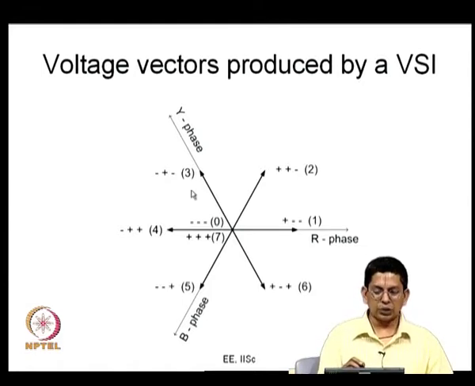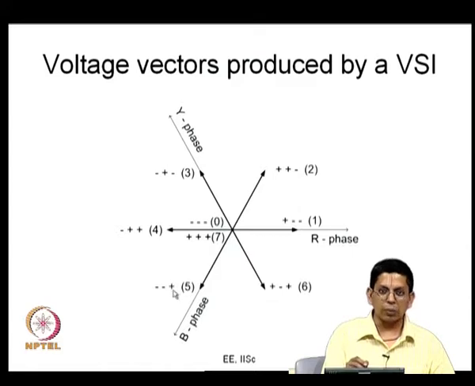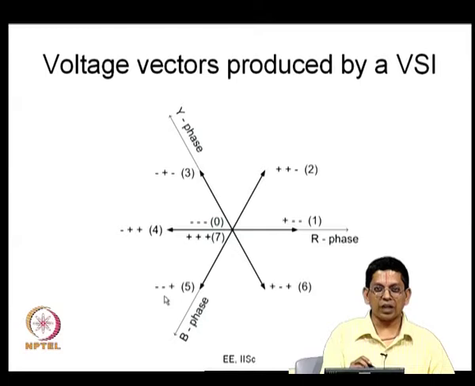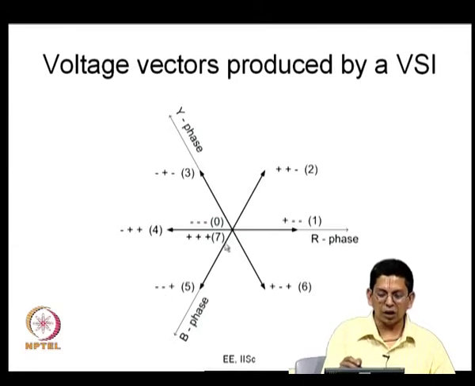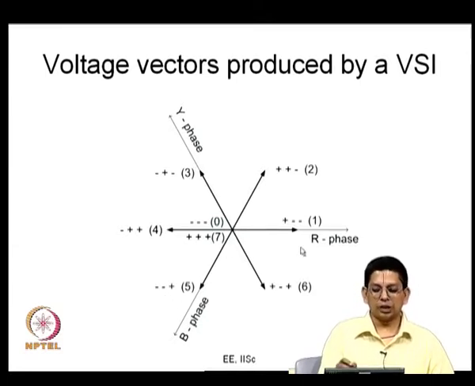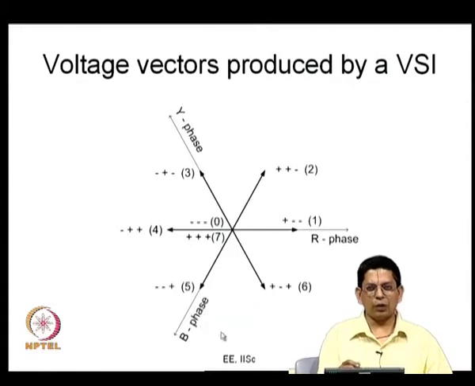Similarly, you can look at a situation where B phase alone is connected to the positive bus and R and Y are connected to the negative bus. This will produce a vector of magnitude VDC aligned along the B phase axis. These are easy. We had the expressions of V alpha beta in terms of VRO, VYO, VBO, you can plug them in and come up to this. I am just trying to give a feel for that.